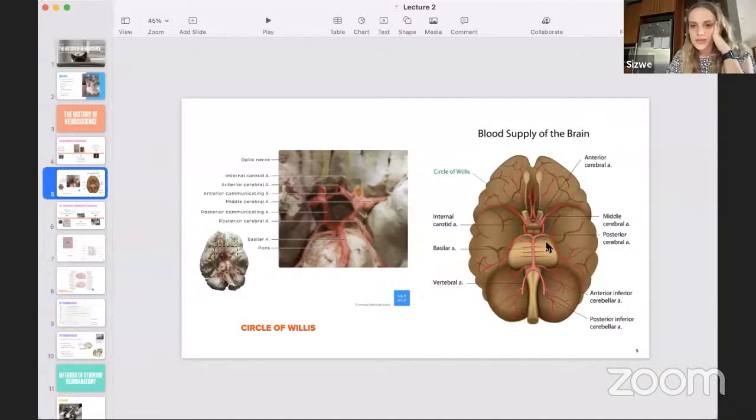This thing over here is the circle of Willis. It's made up of the anterior cerebral artery, the middle cerebral artery, the posterior cerebral artery, as well as the internal carotid artery. You can see here what it looks like in practice.